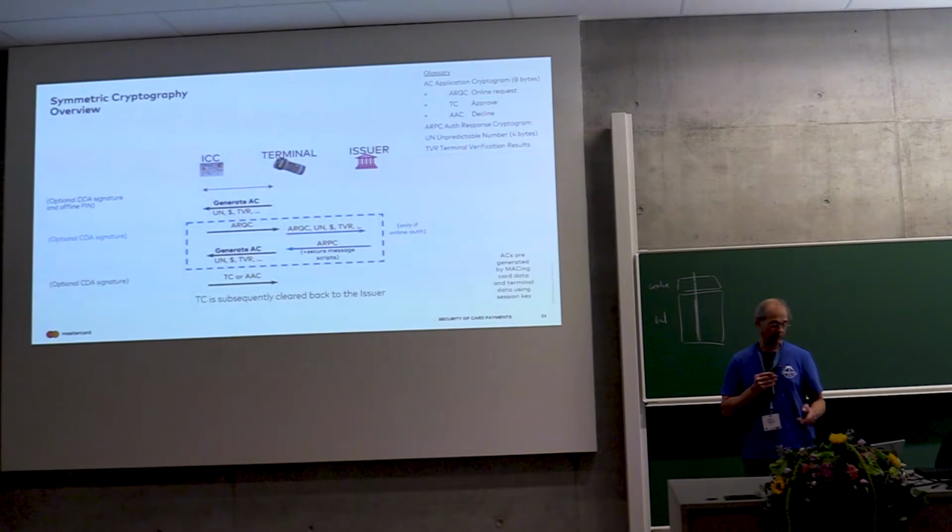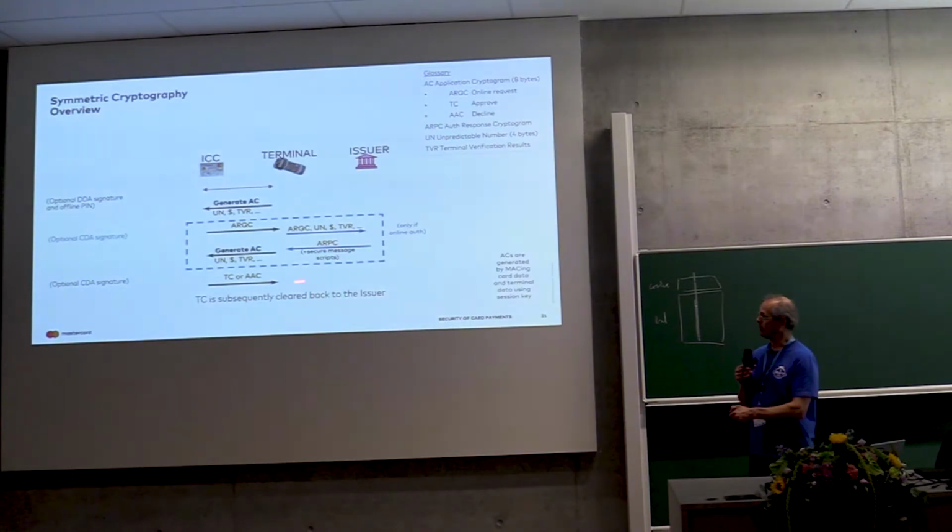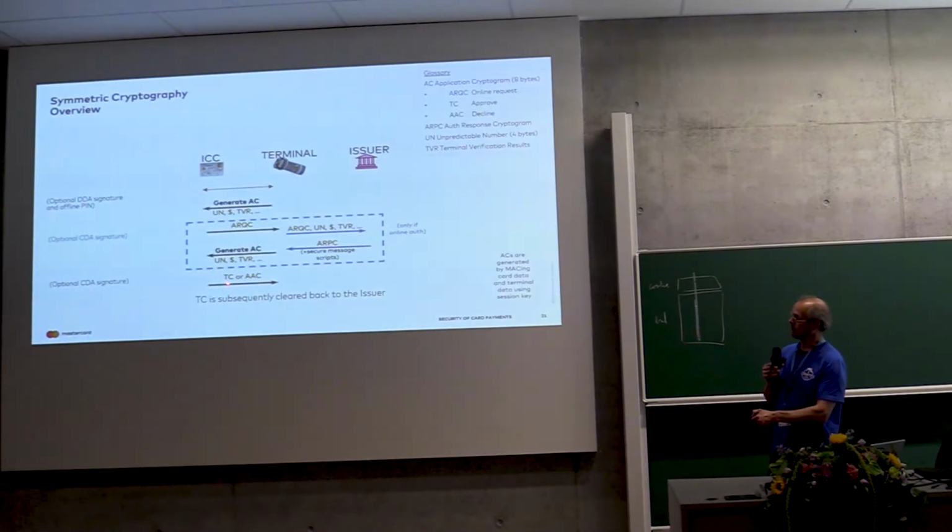This is a slightly complex slide, but what's going on is very simple, really. This is showing how the terminal gets a cryptogram, a MAC, from the card and optionally sends it online to the issuer, who verifies it. If you don't go online, or either way, at the end of the transaction, the card provides a TC, which is another MAC, which can be verified by the issuer subsequently.